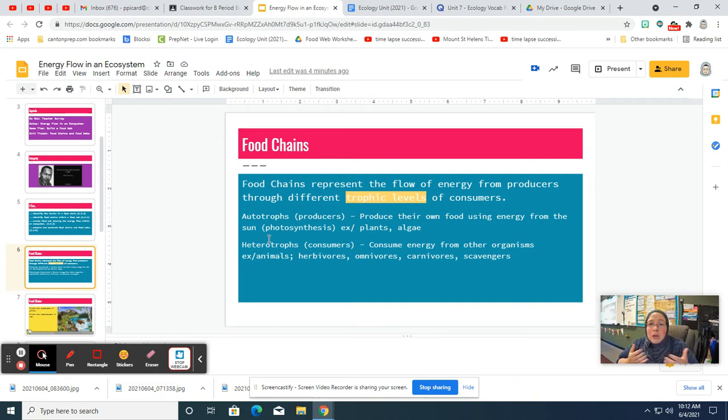When we talk about consumers, we could classify them based on the types of foods they eat. Our heterotrophs could be called herbivores, our animals that eat only plants; omnivores, animals that eat both plants and animals; carnivores that eat meat; and of course things like scavengers and decomposers. There's more, but we're going to stick with these four for now.